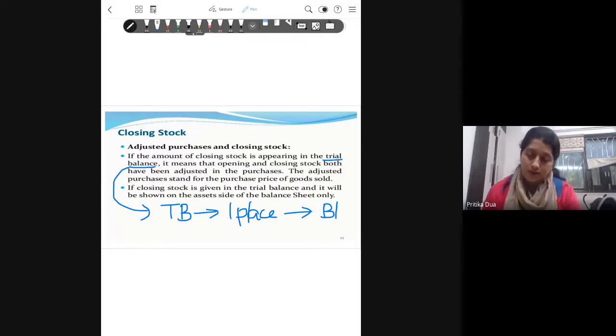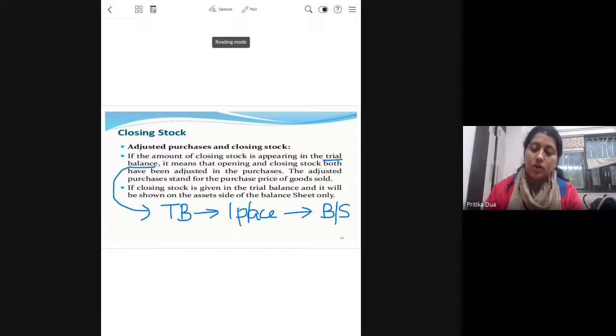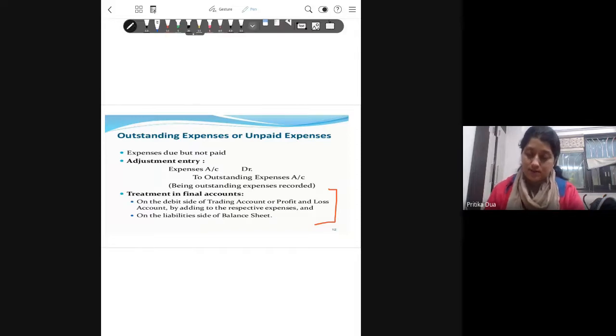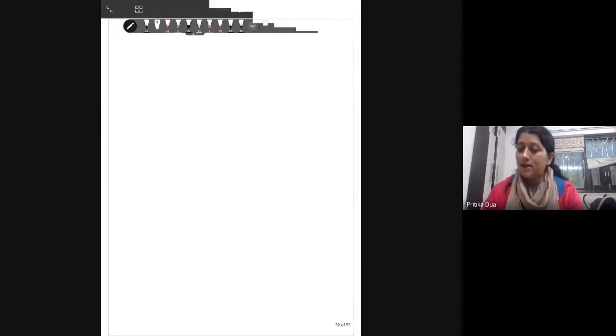Information outside the trial balance will be recorded at two places. So this we have seen practically also. I'll quickly move to the next important adjustment, outstanding expenses or unpaid expenses. So let's discuss this at length.